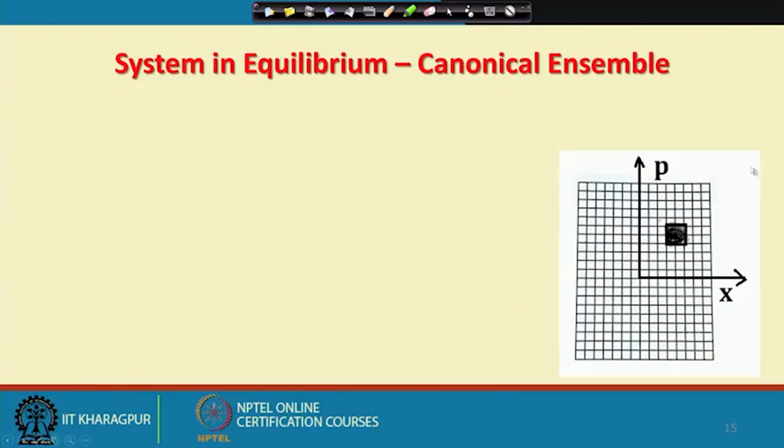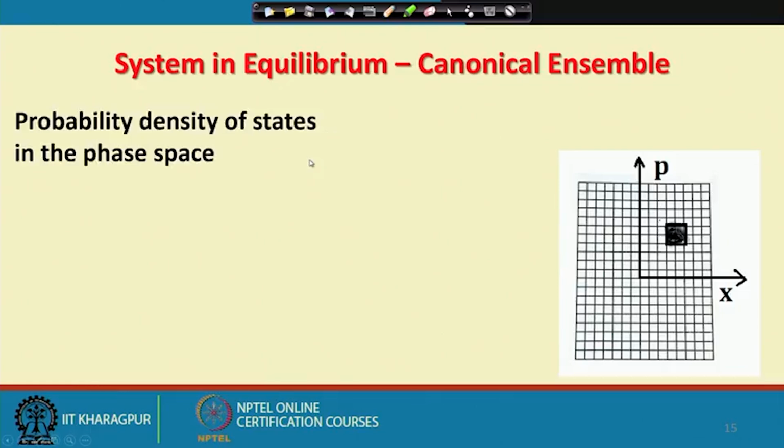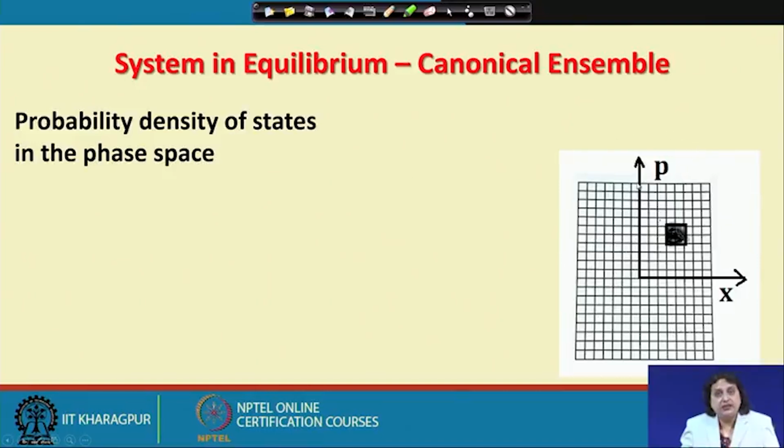So, basically then I am looking at a very large number of microstates, and they are continuously distributed in the phase space as shown by the cloud of points accessed by the family of ellipses in the case of the canonical ensemble. Then it becomes pertinent to talk in terms of the probability density of states in the phase space.